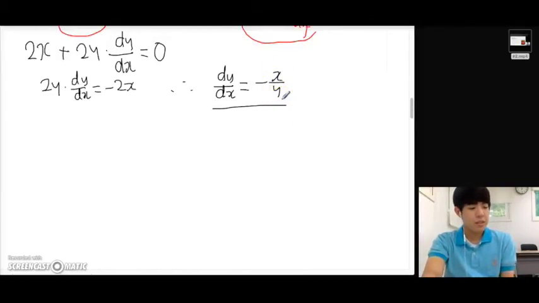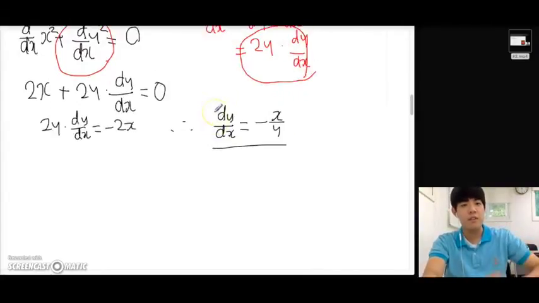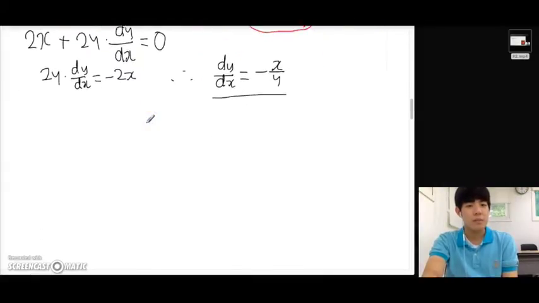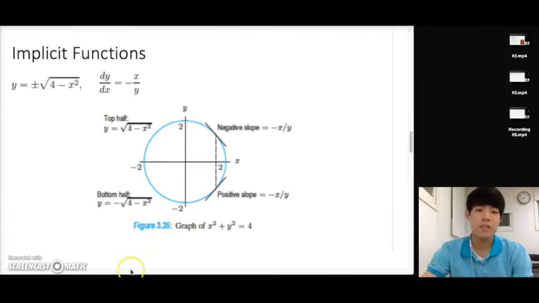This might be a little confusing, so let's take a look at the graph of this function, x squared plus y squared equals 4, to see what this means. Okay, so this is the graph of x squared plus y squared equals 4. As you can see, this is the shape of a circle. Coming back to the derivative of this circle, dy/dx equals negative x over y, we can see that this is dependent on both x and y. This is because x squared plus y squared equals 4 is a circle.